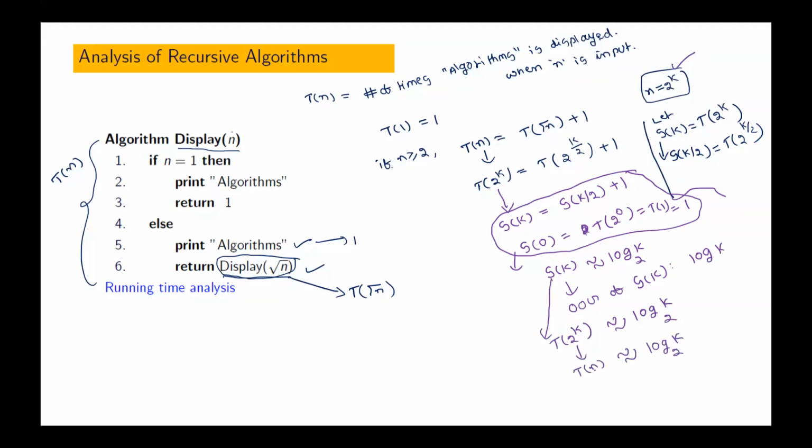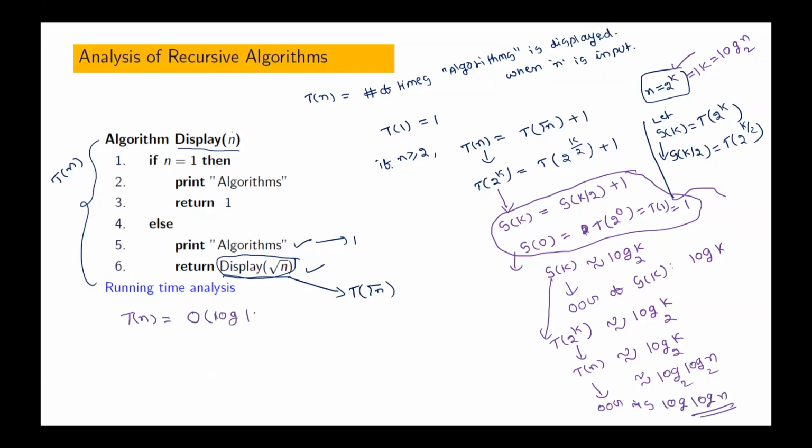But here I have the function in terms of n, but here k is there. If n equals 2 power k, what is k? Log n, base 2. So log of k is log of log n. Order of growth is log of log n. Now what is the running time of this algorithm? T of n can be written as big O of log n.